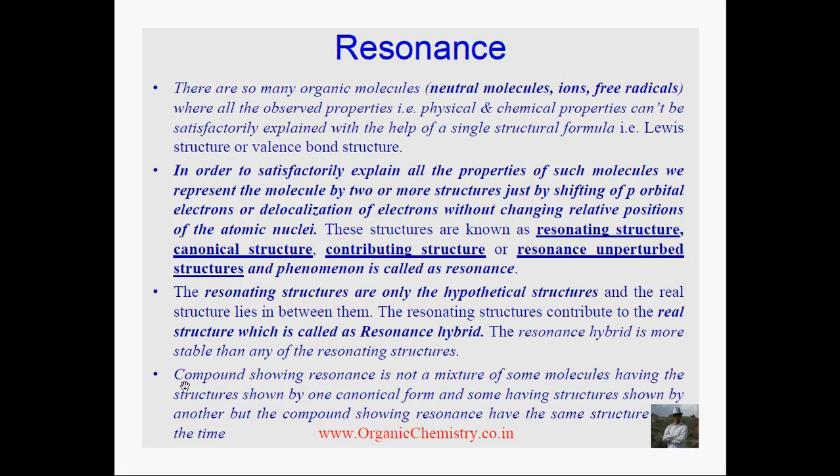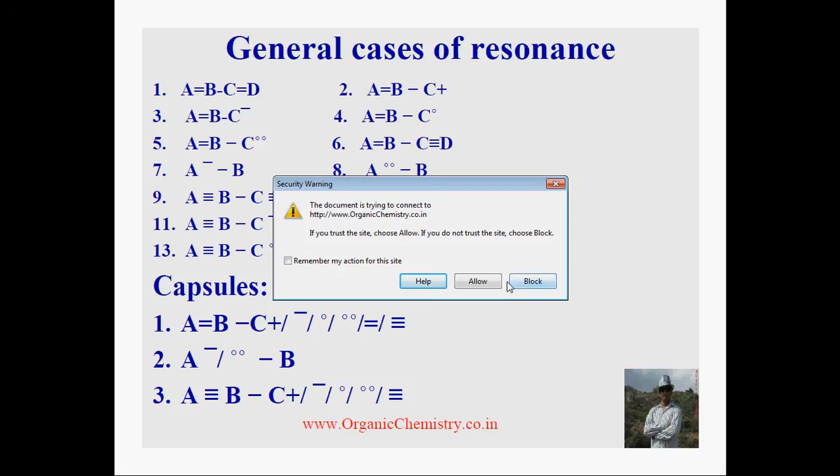It is important. A compound showing resonance is not a mixture of some molecules having the structure shown by one canonical form and some having the structure shown by another. But the compound showing resonance has the same structure all the time. That is, if we consider benzene, all the carbon-carbon bonds are the same in all the resonating structures of benzene, in the real structure of benzene.